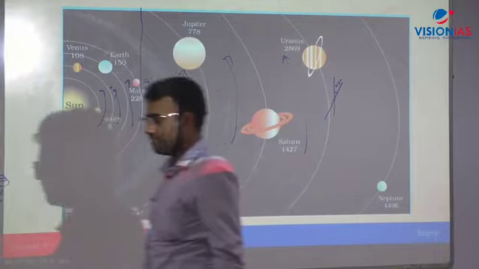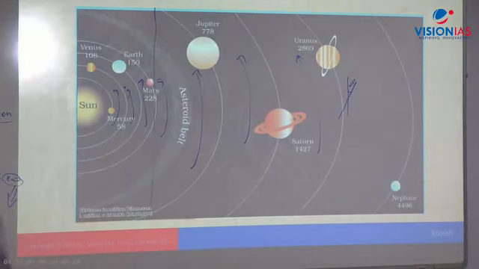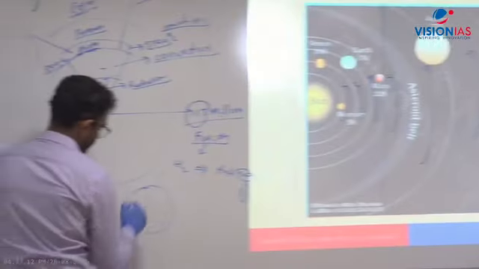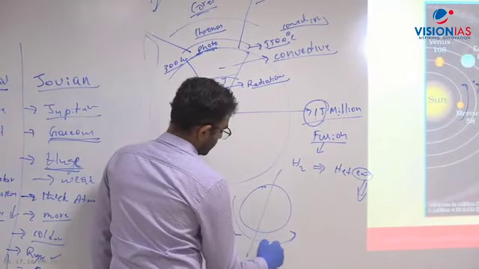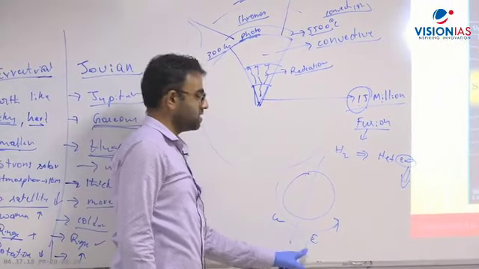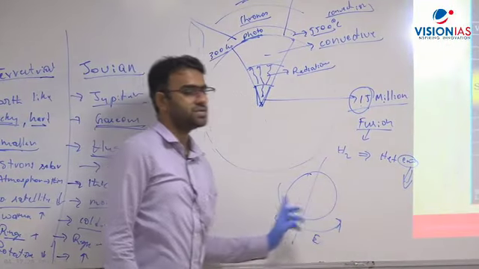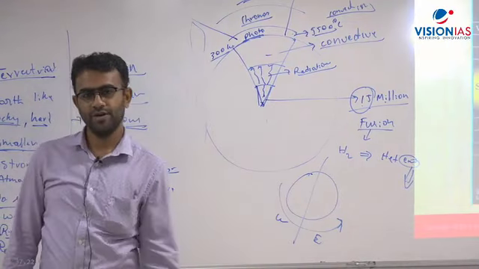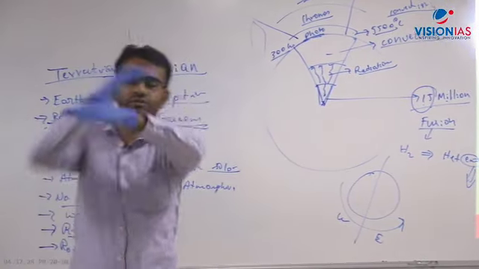Rotation, not all of them. What is the direction of rotation of Earth? West to east. The direction of rotation of Earth is west to east. That's why we see the sun rising in east and setting in west. Sun rises in east and sets in west because we are moving in this direction.